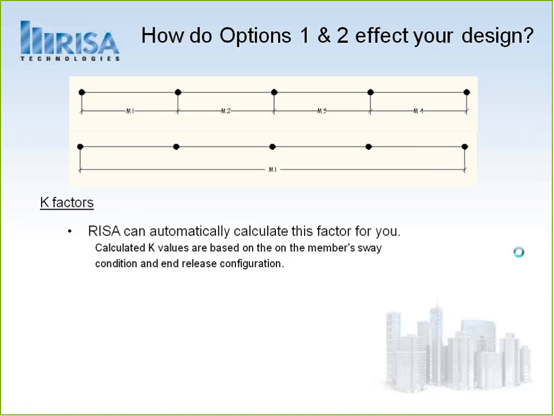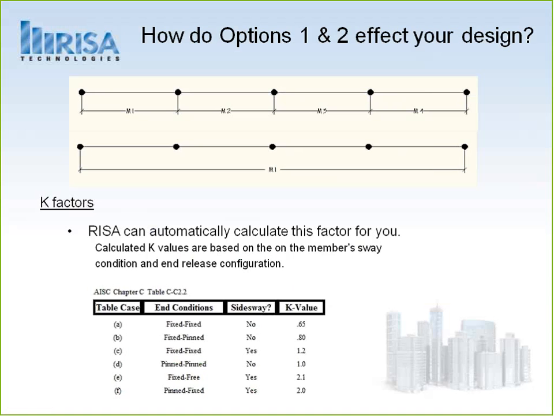Your K factors are your effective length factors, and they're going to be addressing the column type buckling in our local axis. And one of the things is that RISA can automatically calculate those K factors for you. We're automatically calculating it for you if you want. It's going to be based on the member sway condition and the end release configuration. And I'll show you how to do that in a second when we jump into a model. But the program is going to base it on that for you.